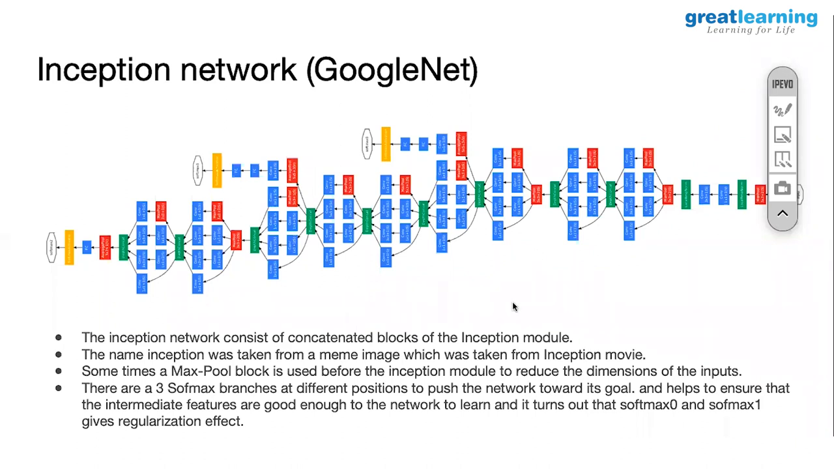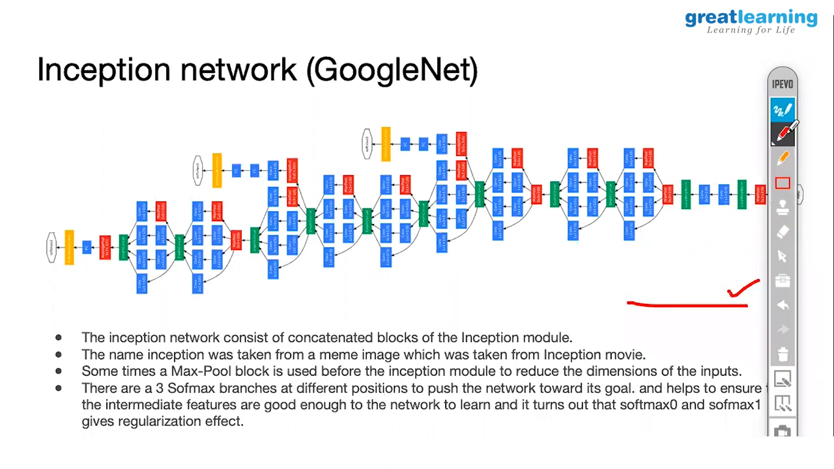The Inception network consists of concatenated blocks of Inception modules. The name Inception was taken from the meme image, blah, blah, blah. We don't need this. Sometimes a max pool block is used even before the Inception module to reduce the dimension of the input. So please remember, it is not always necessary to take the image as it is. The way we used to do PCA, the same thing we can do here also.